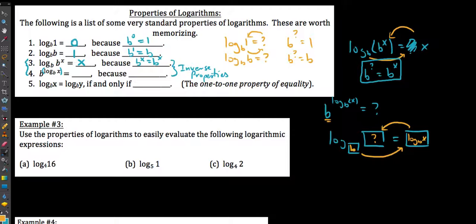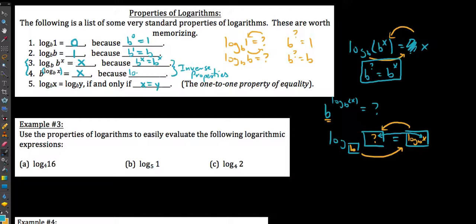And so this leads us to what we're going to look at next, which is property 5, our one-to-one property of logarithms. It says that log base b of x equals log base b of y if and only if x equals y. So in this case, because log base b of question mark has to be equal to log base b of x, that means that the question mark and the x must be the same thing. In other words, we get b to the power of log base b of x is equal to x.